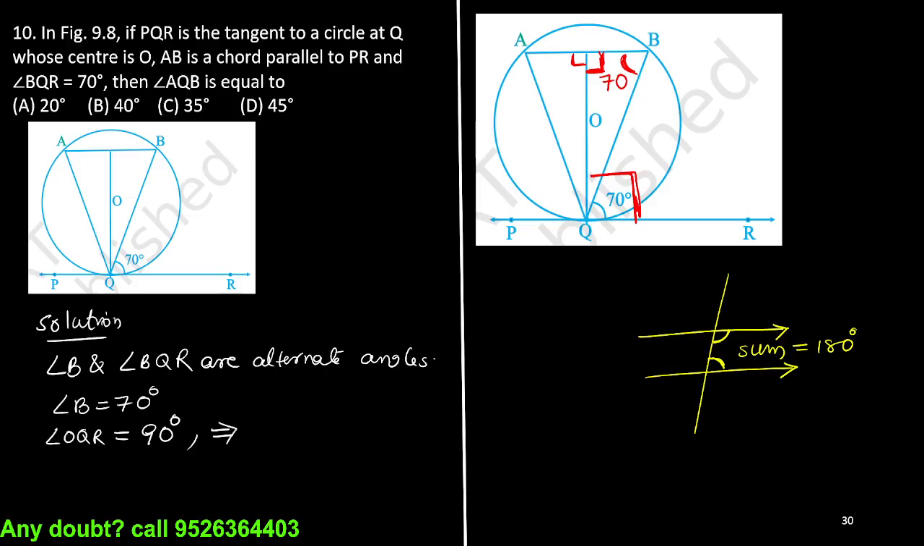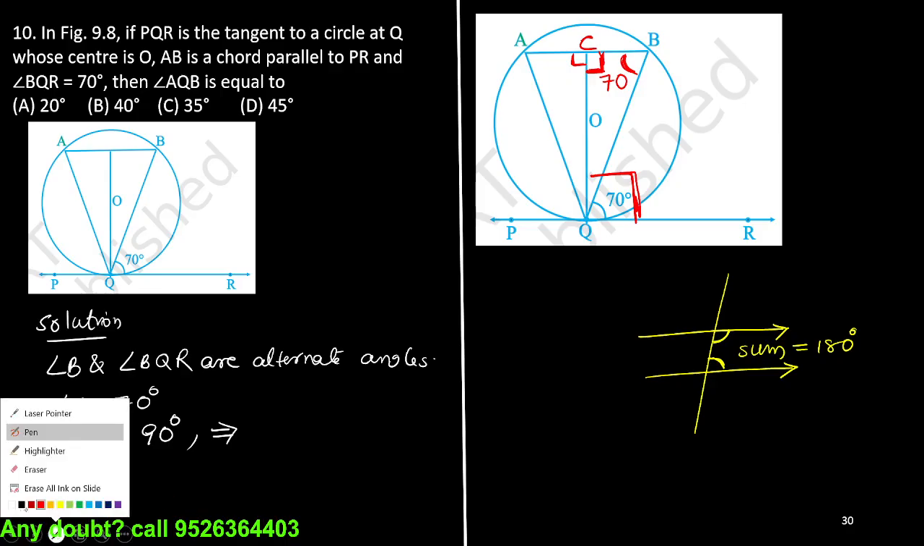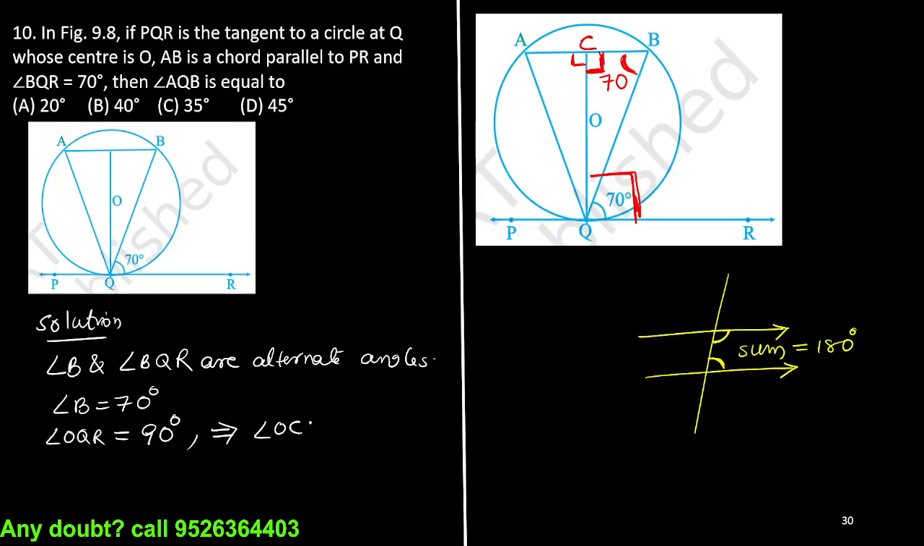Hence, let us put some name for this point. Let it be C. Okay, angle OCB is 90 degrees. Clear? Angle OCB is 90 degrees. Have you understood the reason? Okay. So angle OCB is 90 degrees, so this angle is also 90. This angle OCA is also 90. This implies angle OCA is also 90 degrees. Clear?